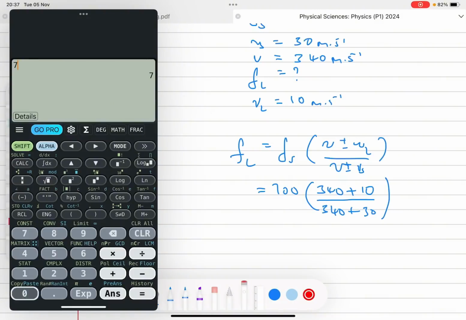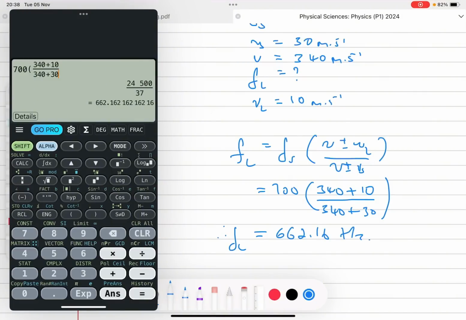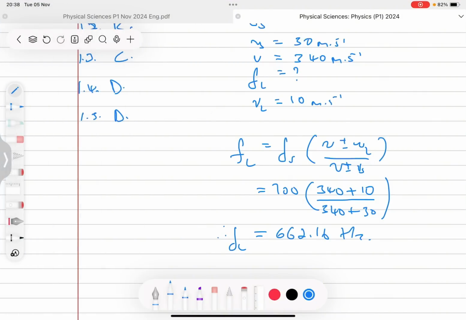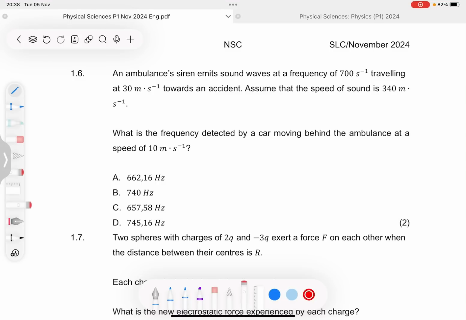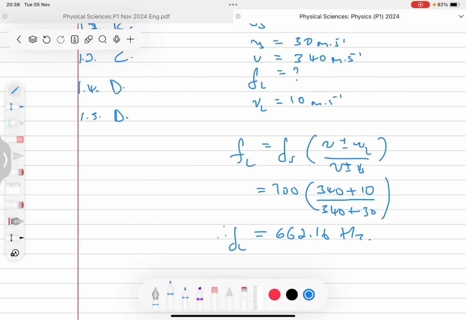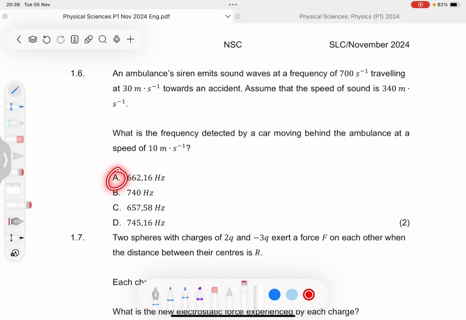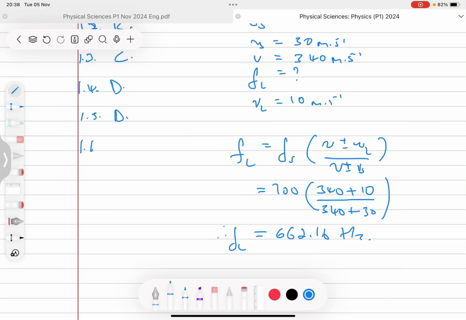So this is something that we can quickly do on our calculator: we have 340 plus 10 here, then we have 340 again, and plus 30, and we get an answer that says the frequency of the listener would be 226.16 hertz. Let's see if we have that option. 226.16, yes, that would be our answer. A would be our answer here.